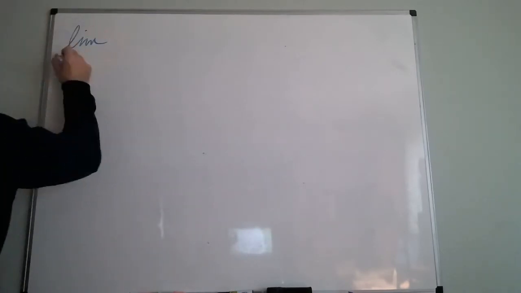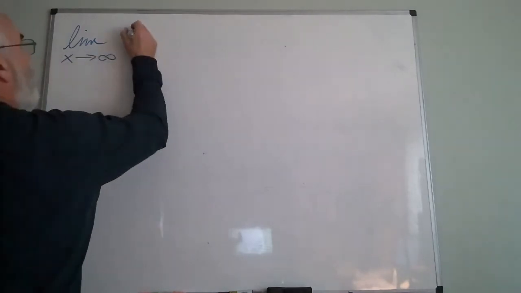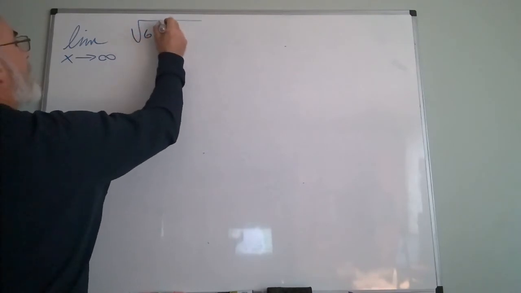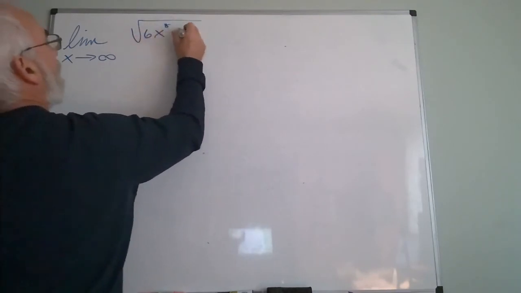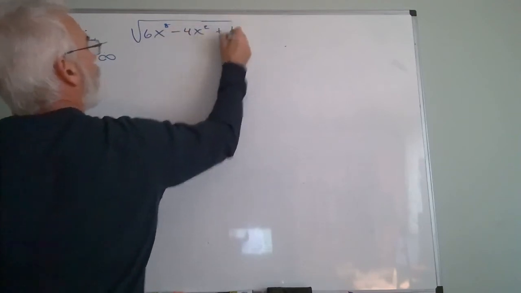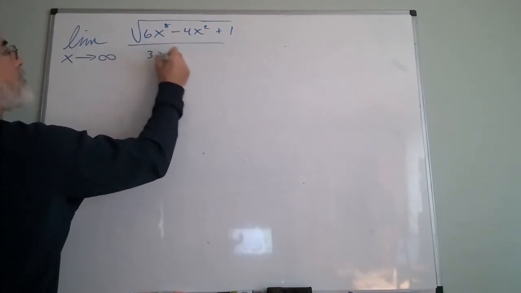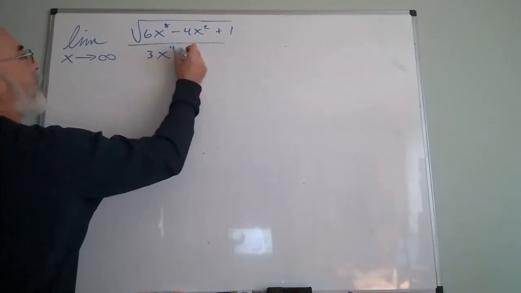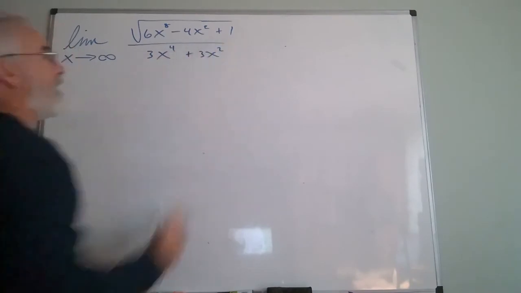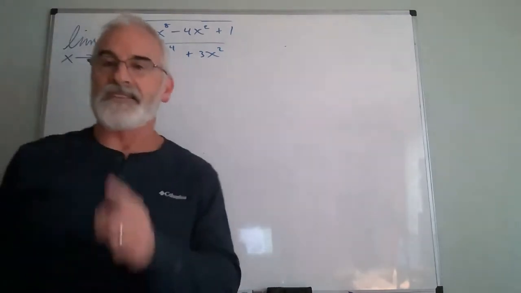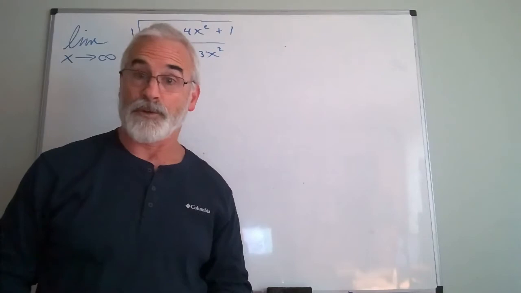I want you to find the limit as x goes to infinity of the square root of 6x to the 8th power minus 4x squared plus 1 over 3x to the 4th plus 3x squared. All right. Yikes. Well, I can't use degree as an argument because there's no degree on top. I have a square root of stuff. But I can still do algebra, and I'm going to show you the only algebra.